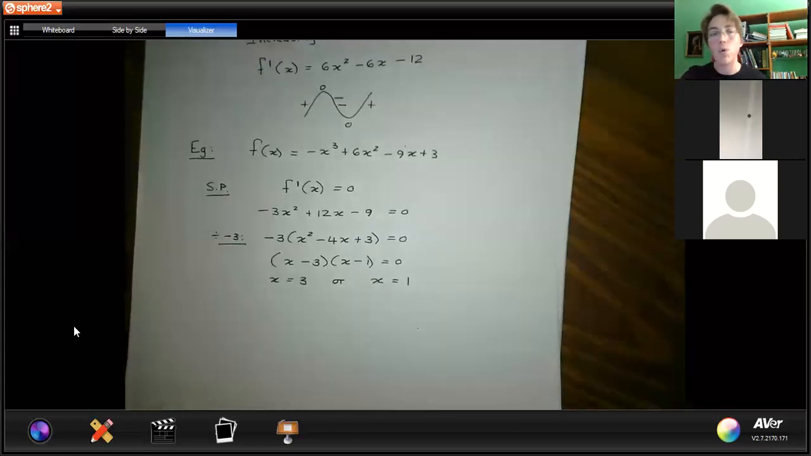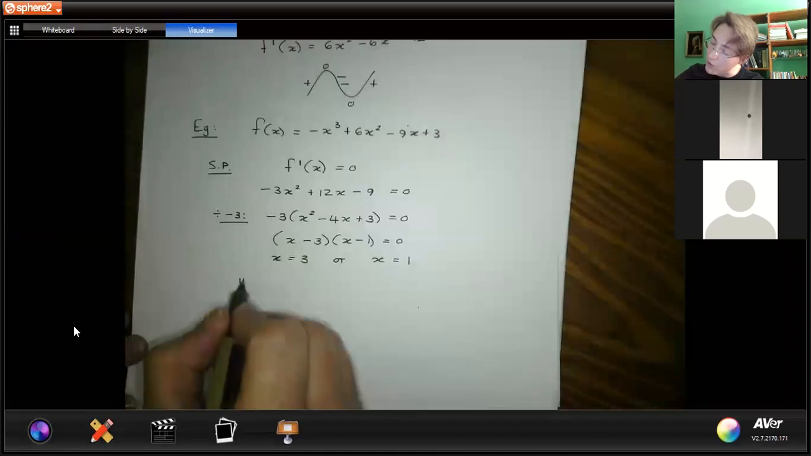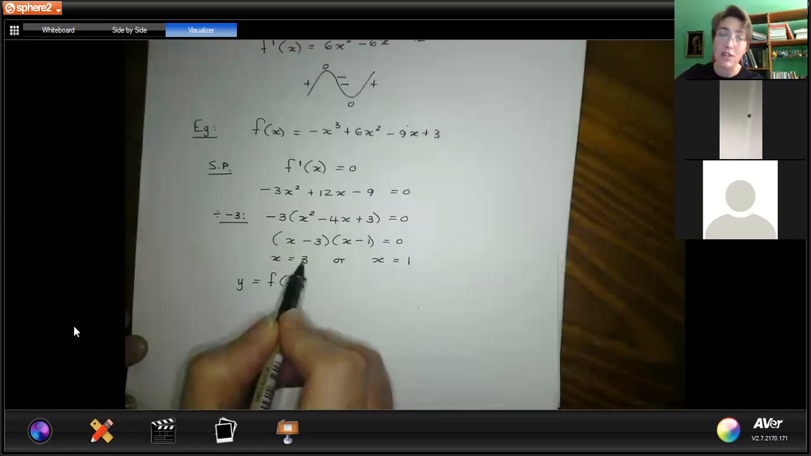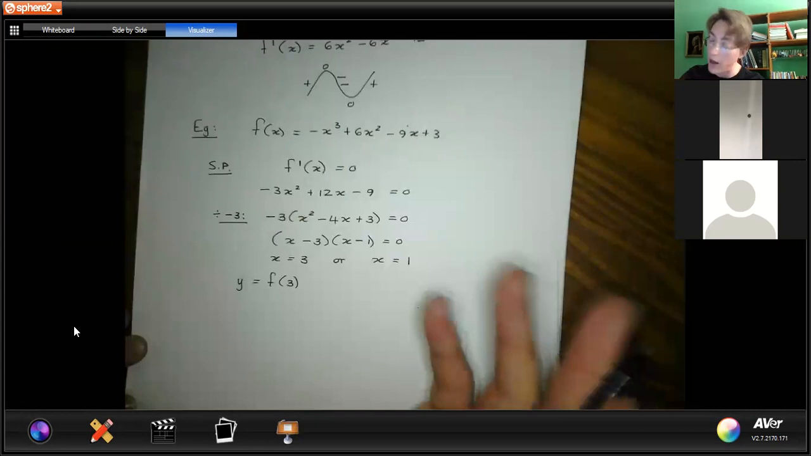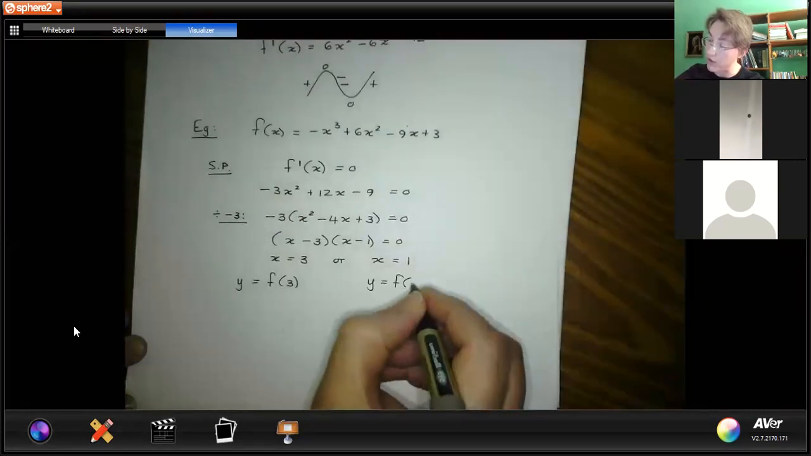Now, very important, if they ask you for the coordinates of the stationary points, it's not enough just to give the x values. We've got to give the y values as well, because coordinates always come in pairs. So we have to have an x coordinate and we have to have a y coordinate. But when you want to find y coordinates, and this is very important, we always have to sub it back into the original function. Because if you sub that 3 back into the first derivative, all you're going to get is 0, because that's what the gradient is. And we don't want the gradient, we want the y coordinate. So we're going to sub that 1 back into the original function as well.